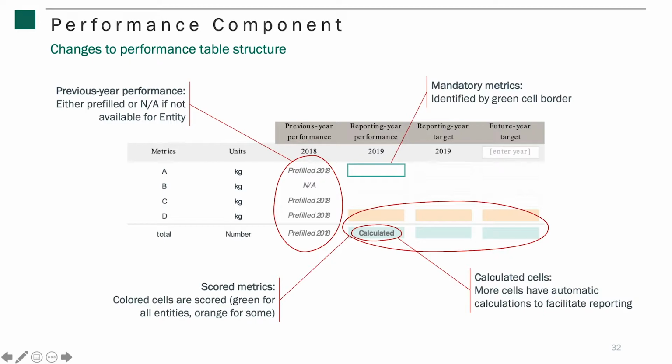For some indicators, different sectors have different scored metrics. In those instances, the alternative scored metric is shaded in orange. Mandatory cells can be recognized by the dark green cell border.